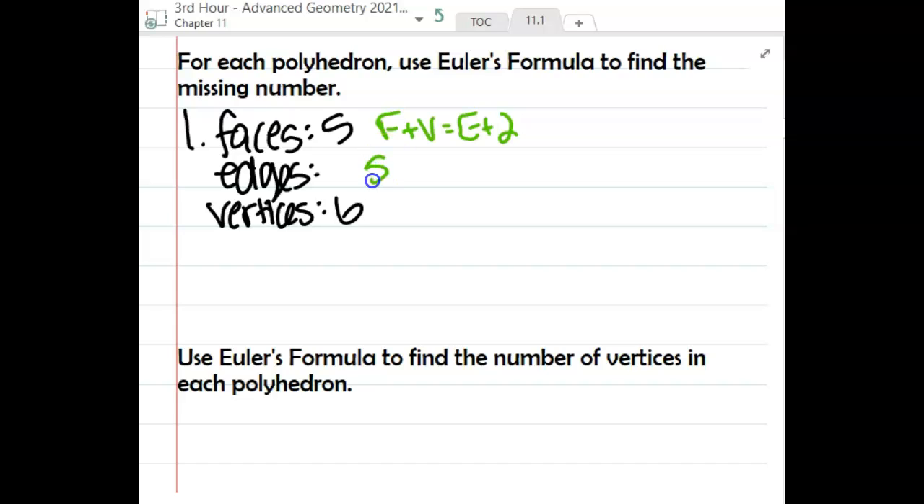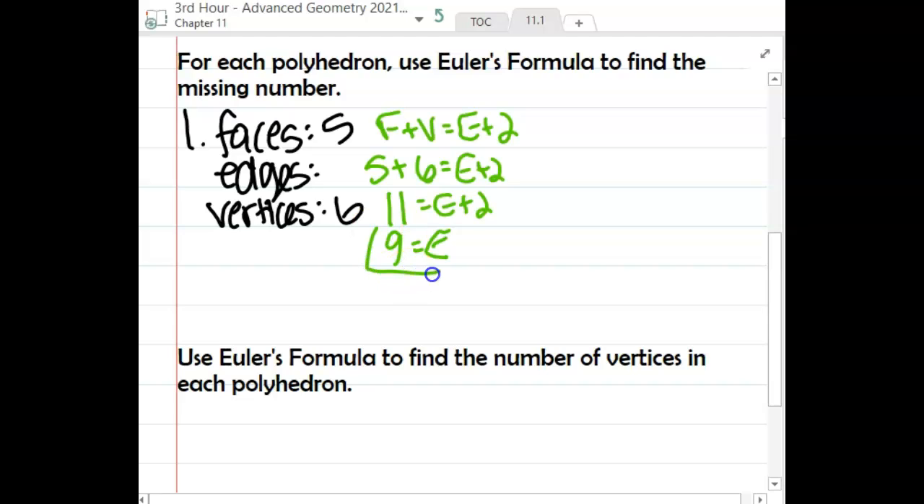There are 5 faces plus 6 vertices. I don't know how many edges. That's what I'm looking for. So we'll leave that as E plus 2. So 5 plus 6 is 11 equals E plus 2. So how many edges are there? 9 edges. And that would be true for any polyhedron with 5 faces and 6 vertices. It would have to have 9 edges.